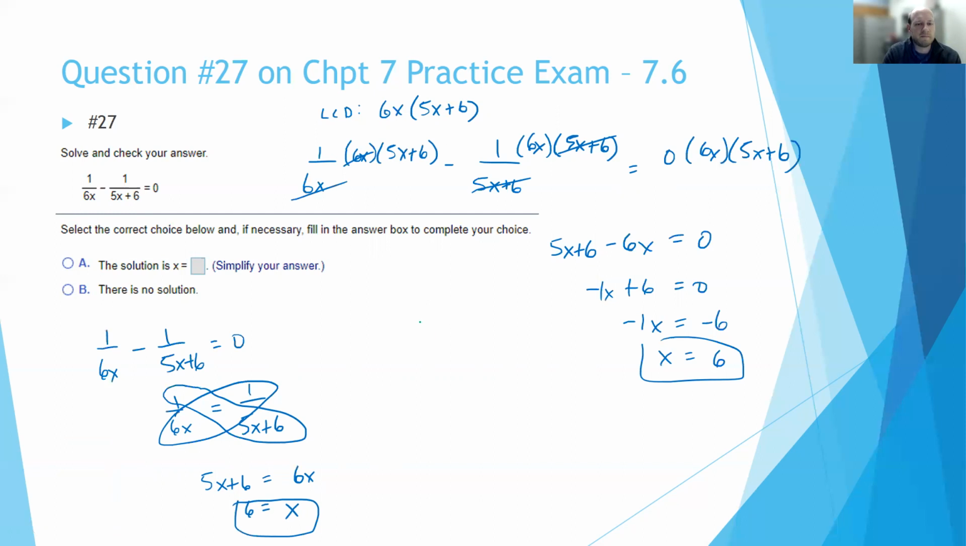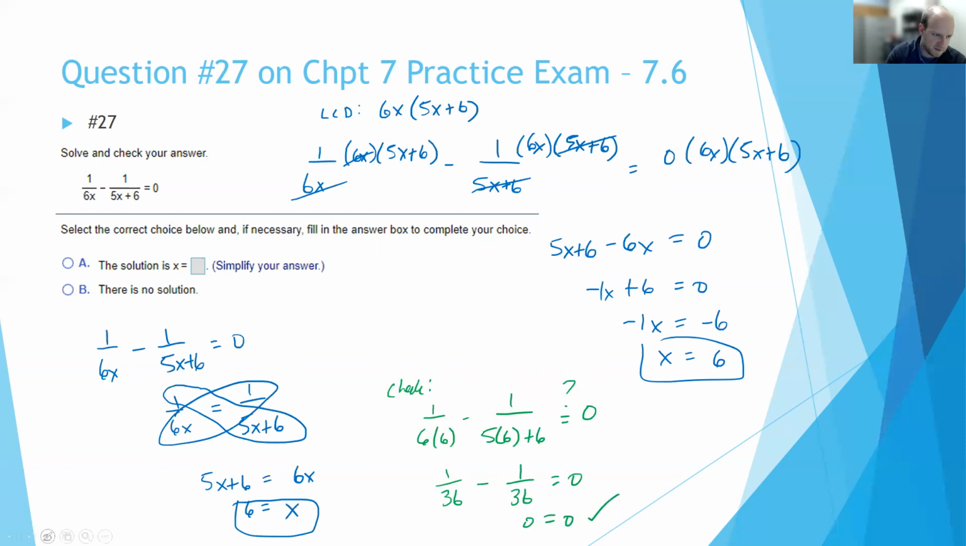Now what you need to do is check it. This is not going to give you a no solution, but it's good to just check it anyway. So I plug 6 in for x. And again, does that equal 0? So 1 over 6 times 6 is 36. And then this also gives you 1 over 36. So 0 equals 0. So that checks. So x is equal to 6. That is the answer.